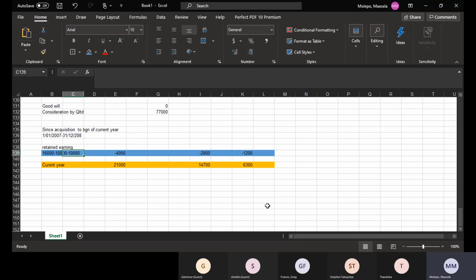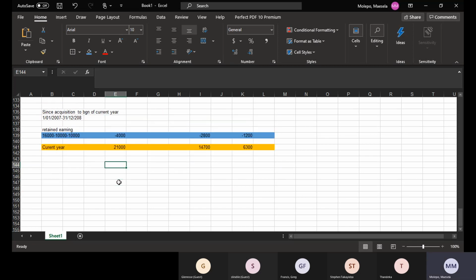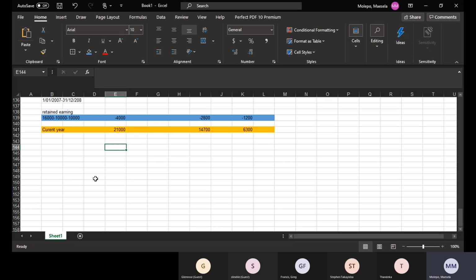Now we proceed further. We're going to do our movement. We're going to do our consolidations. So on our consolidations, let's start with the journals. So on the journals, it will be this. Now we have the individual journals of each one. Individual journal. So it will be Q Limited and also R Limited.